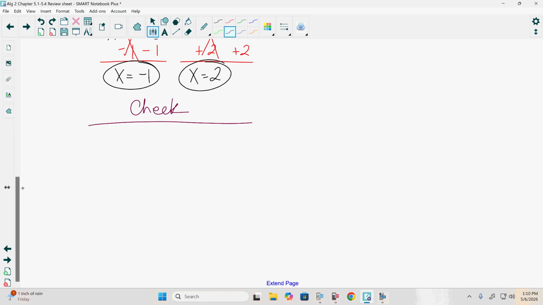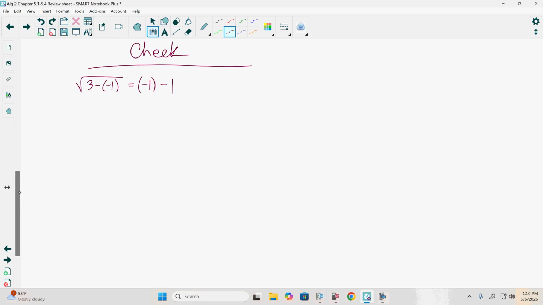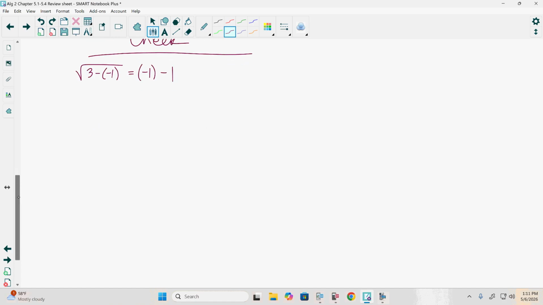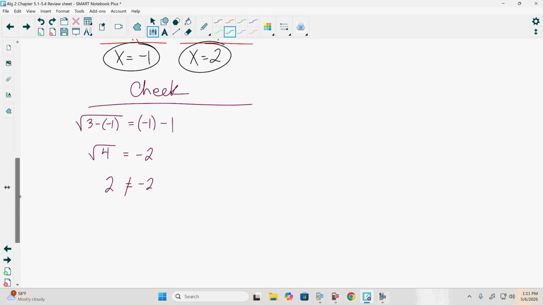Oops, I'm not on the right page. Square root of 3 minus negative 1 is equal to negative 1 minus 1. Now I can work this out. 3 minus negative 1 is the same as 3 plus 1, giving us 4. Square root of 4 is 2. Our negative 1 minus 1 would be negative 2. 2 is not equal to negative 2. So x equals negative 1 does not work.